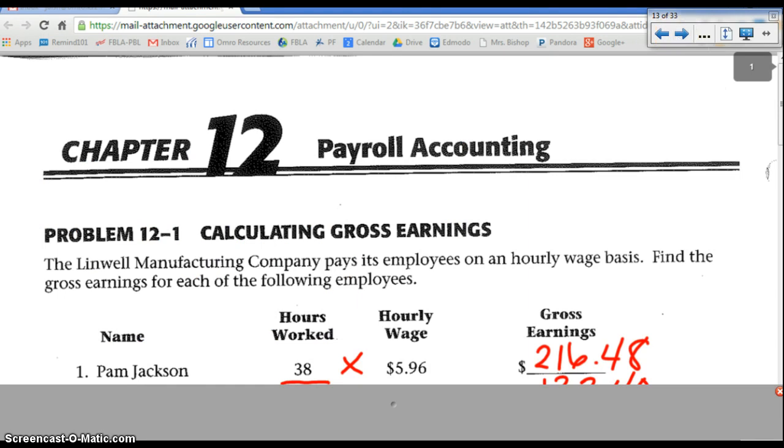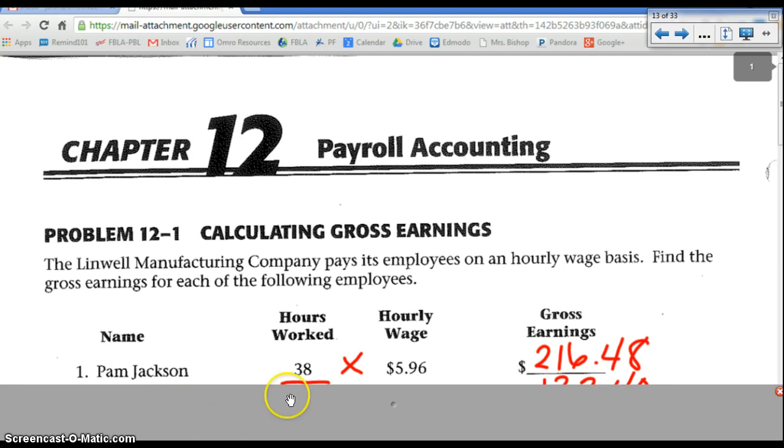So we're going to go ahead and practice calculating some earnings here. First we've got calculating by using hourly basis. Here we have Pam. She works 38 hours and she gets paid $5.96 an hour. So we're going to take our 38 hours worked, multiply that by how much she gets paid an hour, to get a gross earnings of $216.48.